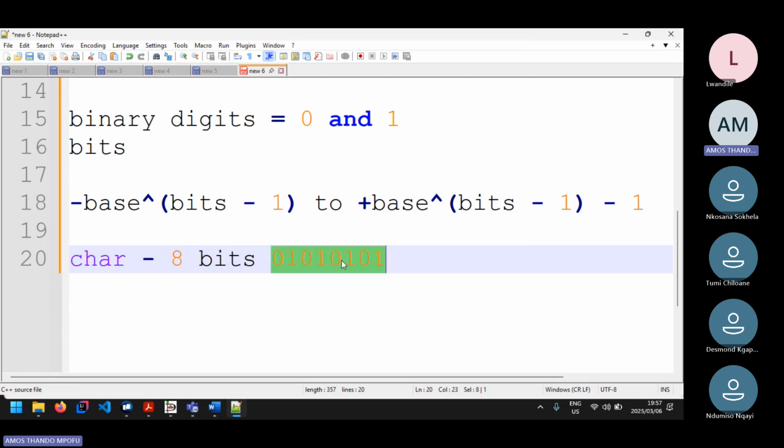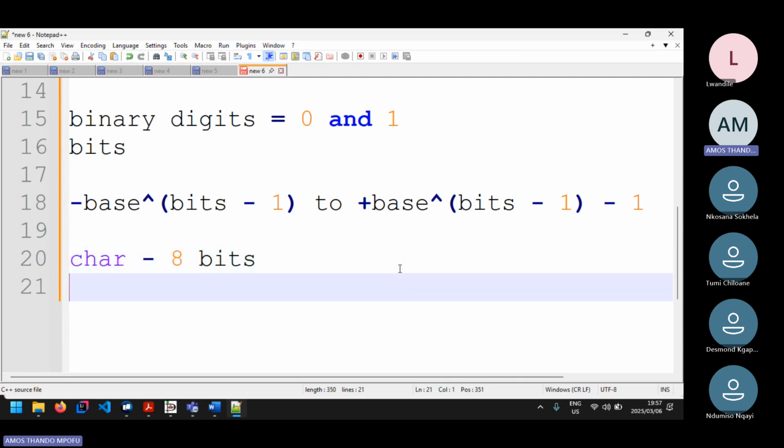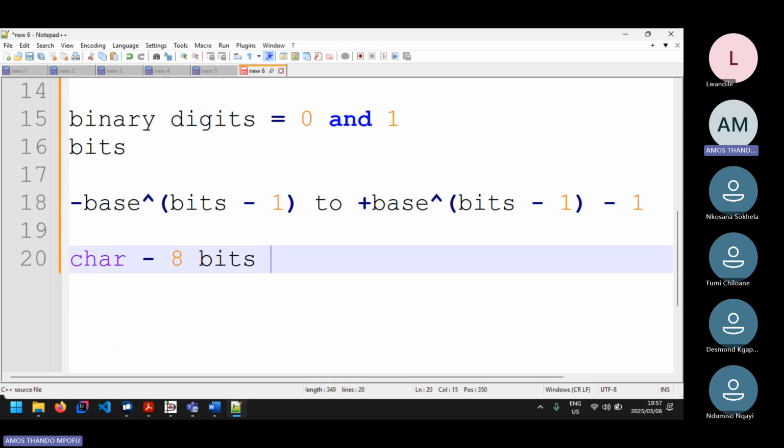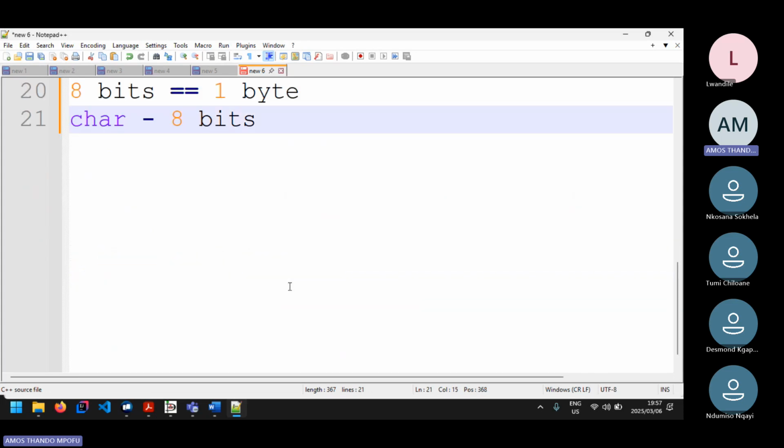So 2, 4, 6, 8. So 8 bits. Those are the number of bits that are used to represent a char. Another thing that you need to understand is this formula: 8 bits is equivalent to 1 byte. We can say that's 1 byte. So this will be 8 bits. So if it's 8 bits, this will be 1 byte.